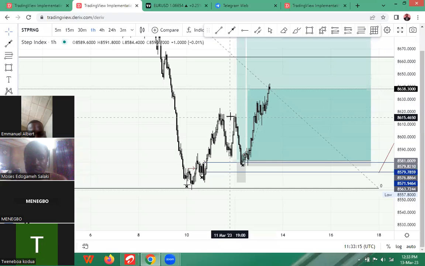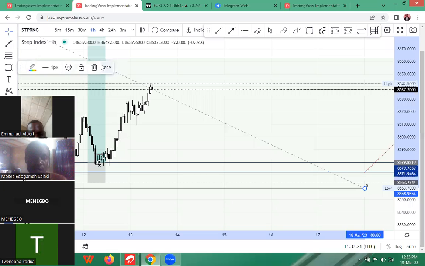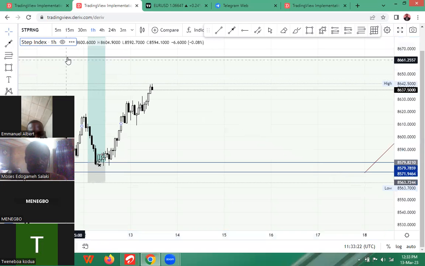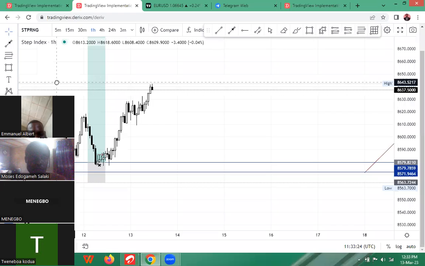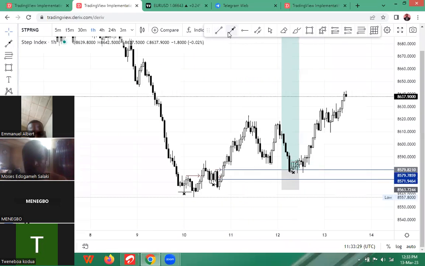So now price has broken all of this high. We have high, low. You can see price has broken. Let me remove all of these. So what can you see? High, low, high. This is a break of structure. Price has broken all of this.